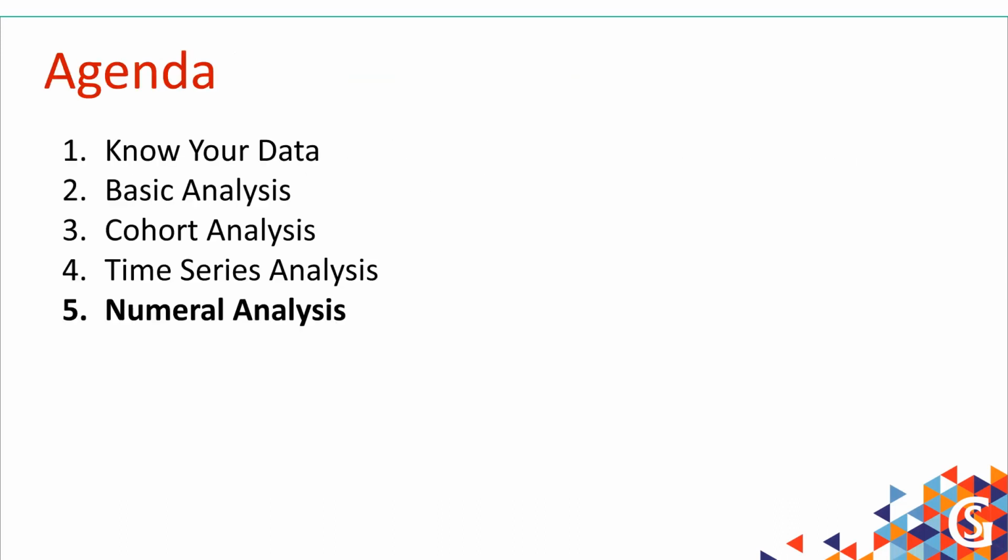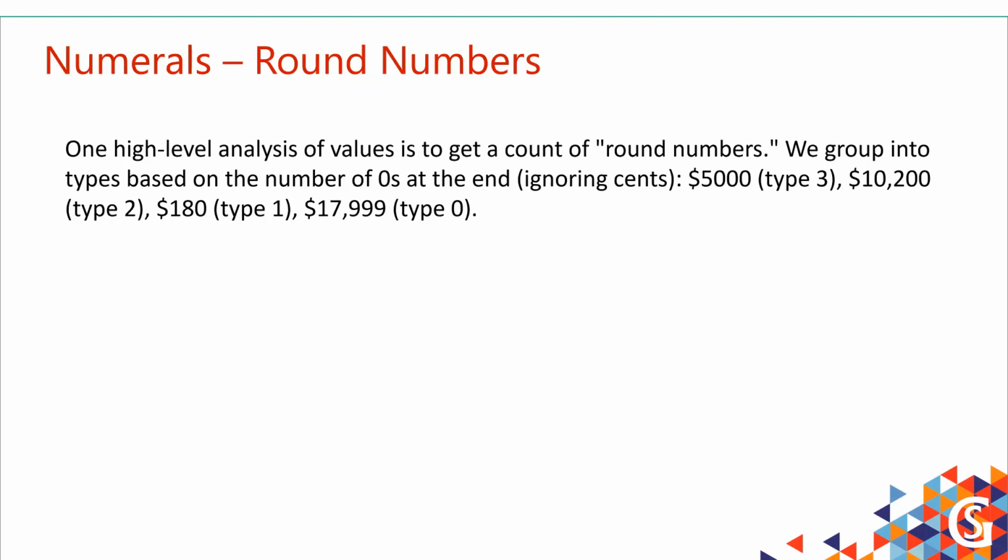The last bit, just a couple minutes before I wrap up, is numeral analysis. This is kind of fun stuff. One high-level analysis of values is to get a count of round numbers. So this is the number of zeros, not before a decimal point. So you throw away the decimal point, and you count the number of zeros. So here we have 3 zeros. Here we have 2, 1, 0.